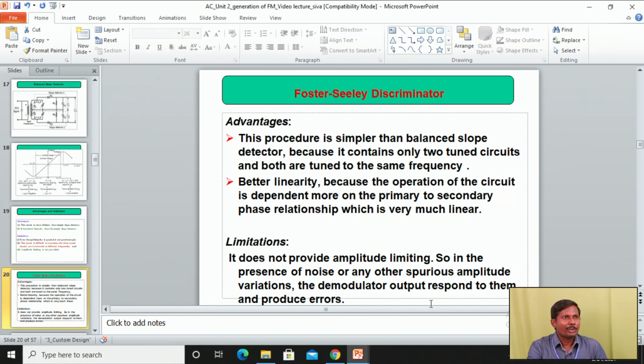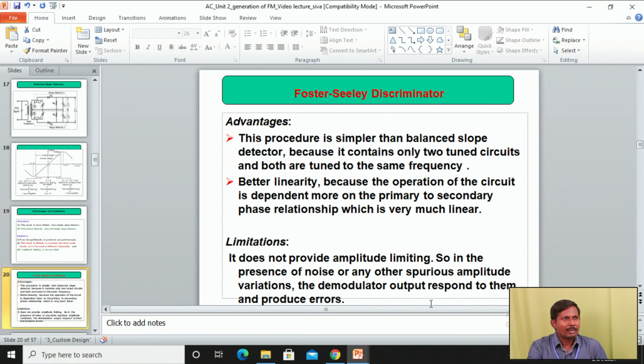Next we move to the Foster-Seeley discriminator. Before entering, we are going to discuss the advantages and limitations present in this method. This procedure is similar to the balanced slope detector because it contains only two tuned circuits and both are tuned at the same frequency. It provides better linearity because the operation of the circuit depends more on the primary to secondary phase relationship, which is very much linear.